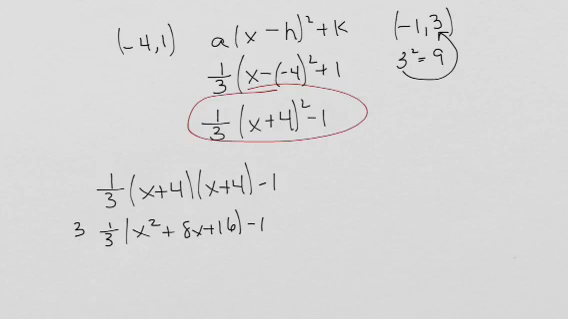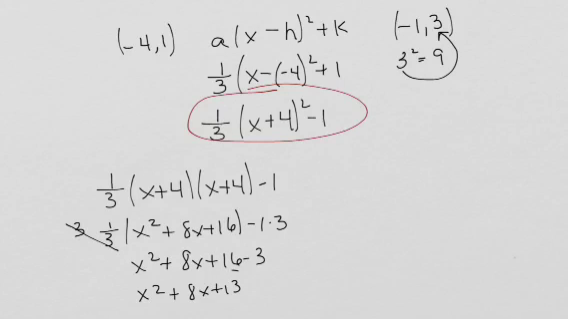So if I multiply by 3, these guys cancel out, and I need to multiply the negative 1 times 3. That gives me x² + 8x + 16 - 3. That gives me an equation of x² + 8x + 13 in my standard form.